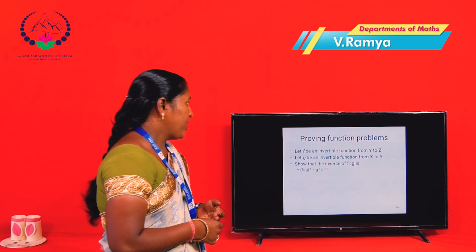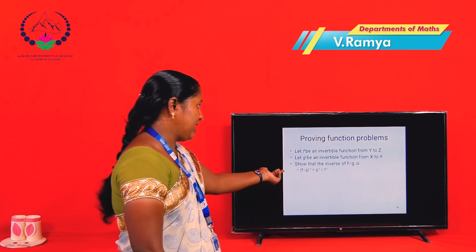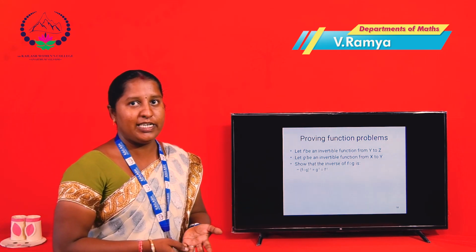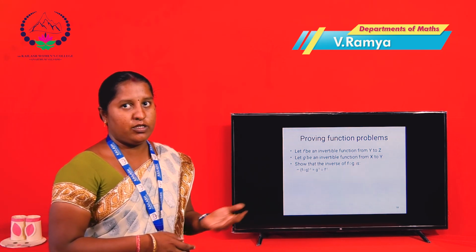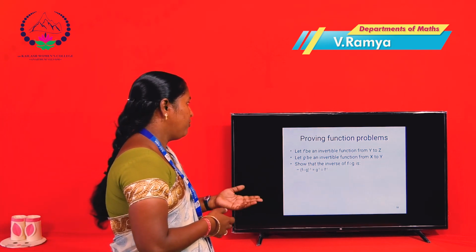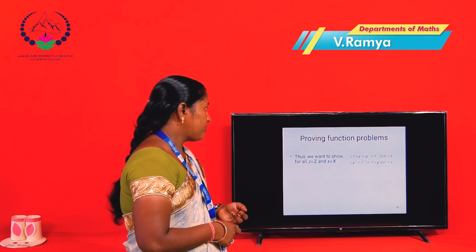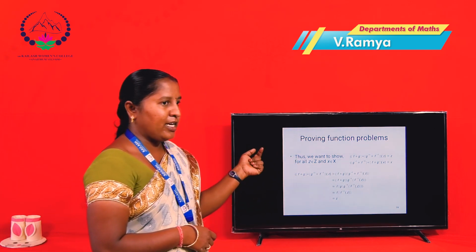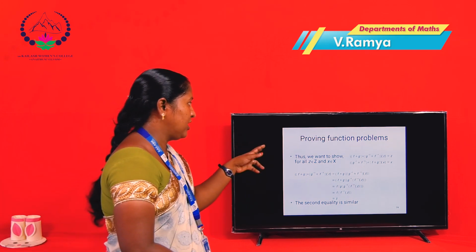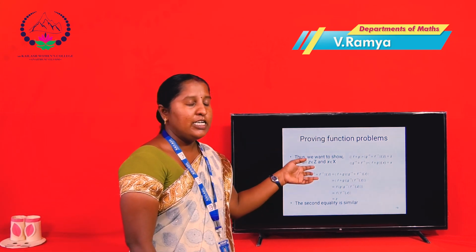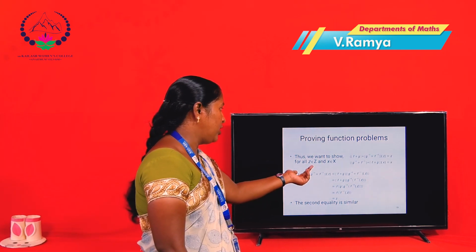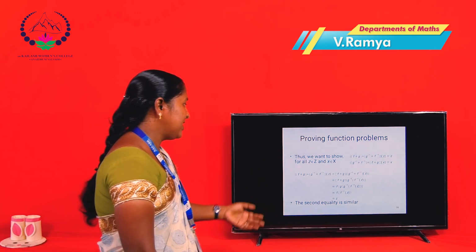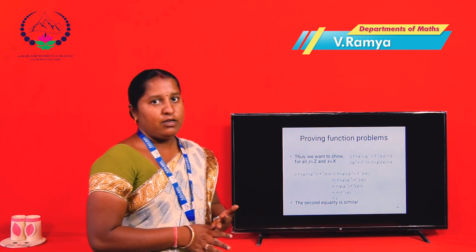The next one is proving function problems. Also we take the values of composition and inverse. F composite G, whole inverse, equals G inverse composite F inverse. This is the proving function of inverse problem. Then the next one is also F composite G. We take the functions and also inverse function composition: (F composite G) composite (G composite F) inverse of Z equals Z. This is called proving function problems of inverse function. The second equality is similar.